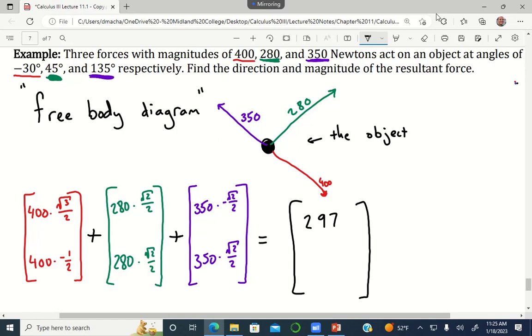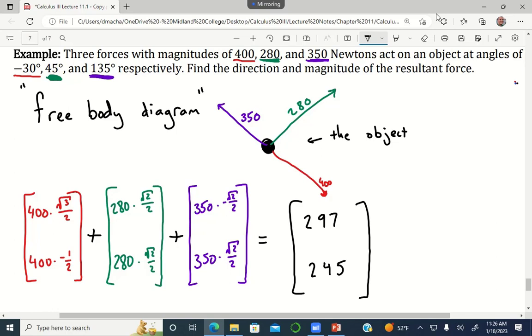So we just added across the top entries, the first entry on each of the vectors. Now we want to add together the second entry in all three vectors. That would be 245.47. 245? Okay.